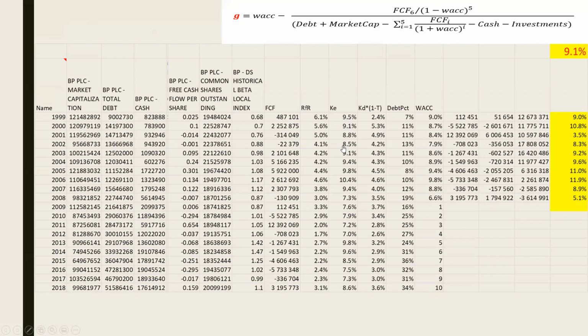Here you can see us working out the cost of equity and the risk-free rates and so on. If we take the median of the implied Gs for BP over the first 10 years of the data, because this is overlapping data, albeit, we get 9.1. So we're going to do that for the top 100 companies.